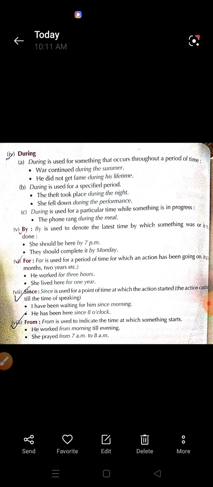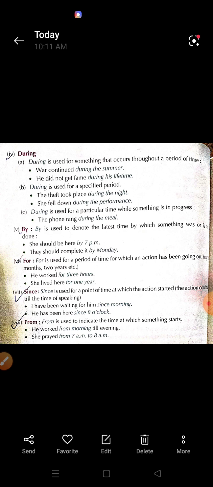Okay. By is used to denote the latest time by which something was or is to be done. So by is used when we talk about the latest time by which that work will be completed. She should be here by 7 a.m. They should complete it by Monday. So it indicates the latest time by which a work will be completed.